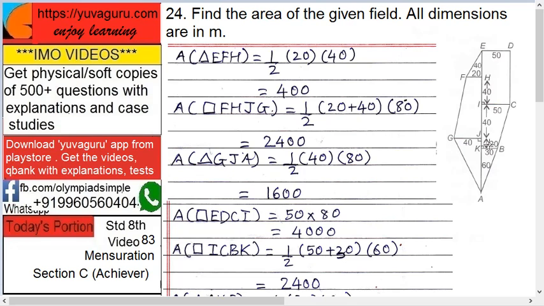Okay, next, area of GJA, again a triangle, 40, and what is this? 60 and 20, 80, right? This is 60, this is 20. So half into 40 into 20, that is 1600. Okay, GJA is done.